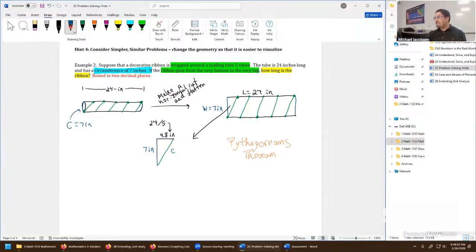Pythagorean's theorem tells us that a squared plus b squared is going to be equal to c squared. Following the color coding that we see in this diagram right here, A is going to be the 7 inches, B is going to be the 4.8 inches, and C, well, that's the length of the hypotenuse.